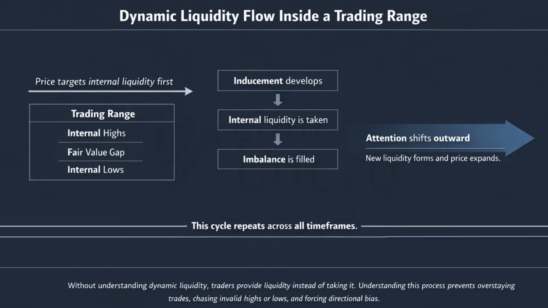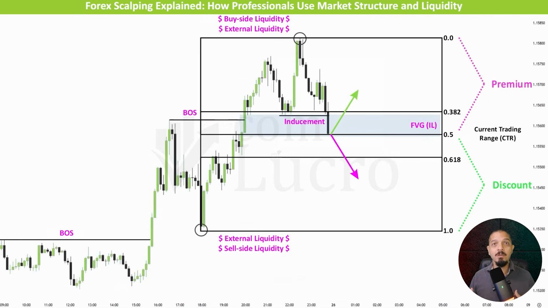Now we arrive at the real challenge. You may be wondering how we determine where price is likely to go next. Will it push higher to take upper external liquidity? Or will it drop lower to collect lower external liquidity? To answer that, we must pay close attention to how price reacts when it enters fair value gaps inside the trading range. This is where directional clarity starts to form.